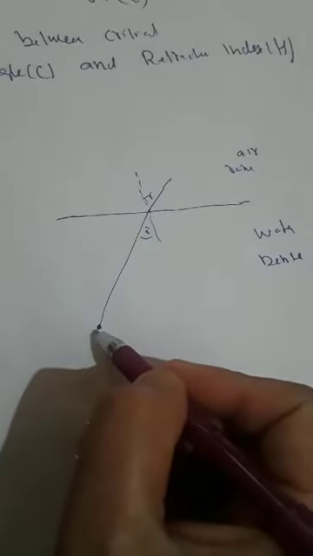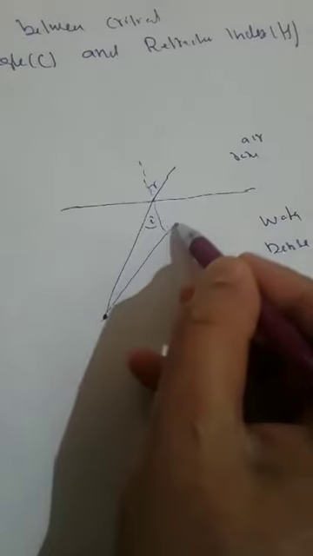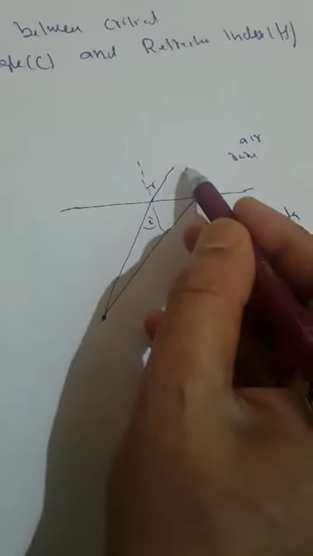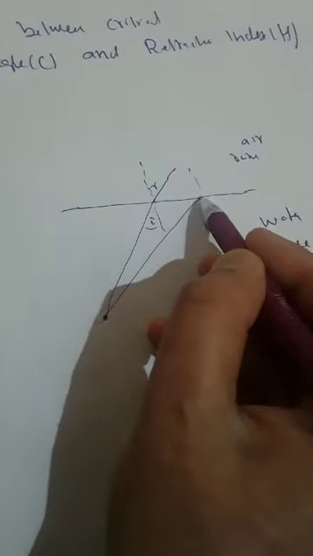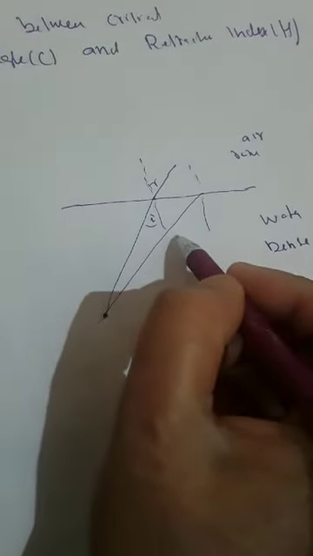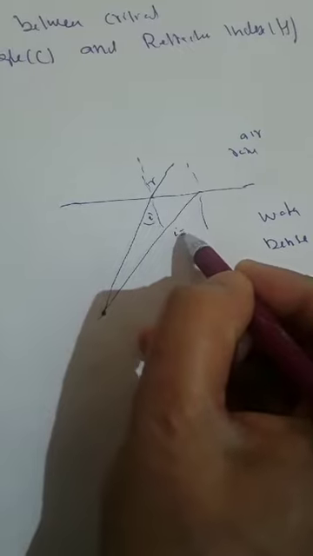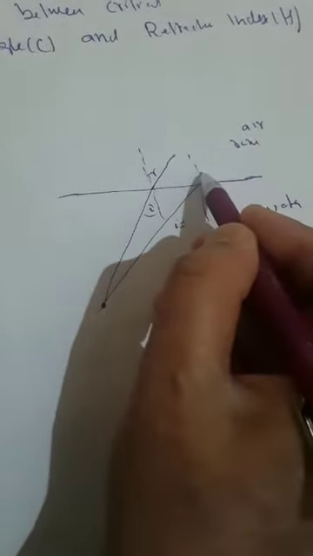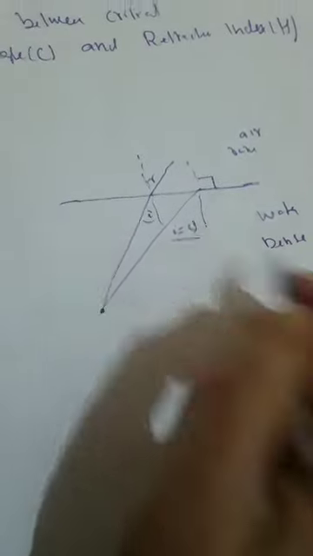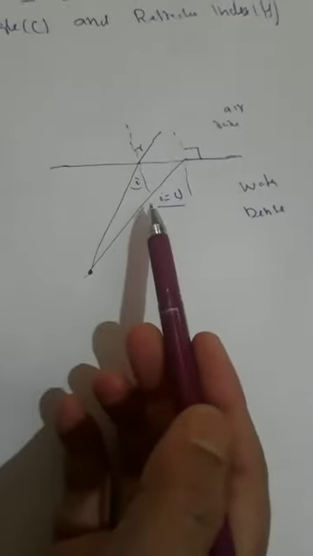When I increase the angle of incidence, the refracted ray goes away from the normal and approaches the interface. At a particular angle of incidence, the refracted ray moves along the interface, that means the angle of refraction is 90 degrees. This angle I is called angle C. Hope you have remembered this. This is called the critical angle.